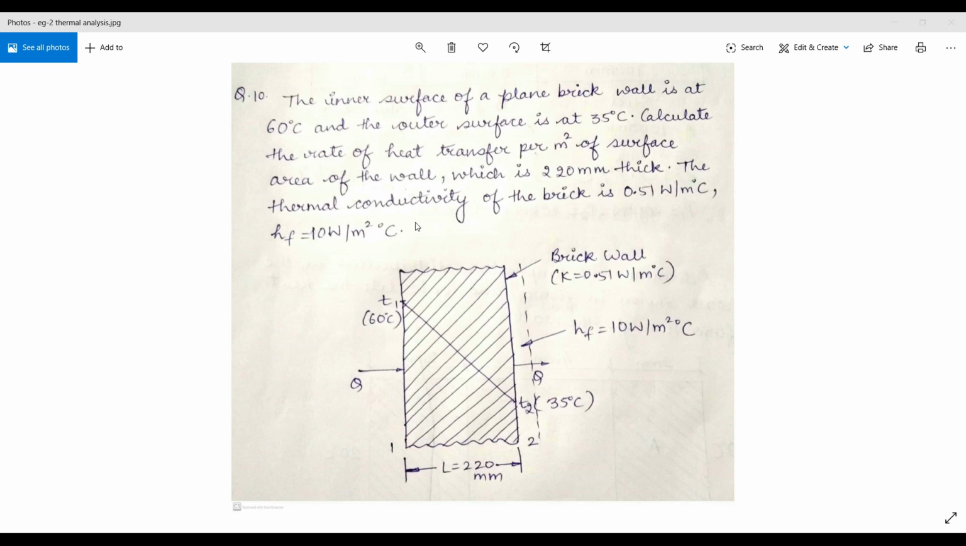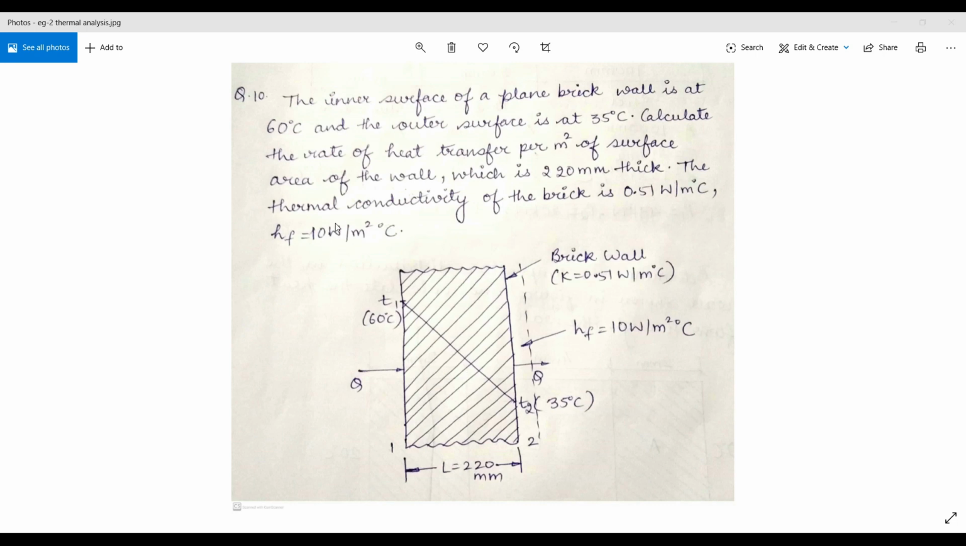The figure is given. One side of the wall is having temperature 60 degrees Celsius. The other end is subjected to temperature 35 degrees Celsius. There is some fluid over here, say it could be air, whose h value, surface conductance, is given as 10 watt per meter square degree Celsius. The value of thermal conductivity of the brick wall is given as 0.51 watt per meter degree Celsius. The thickness of the wall is given as 220 mm.